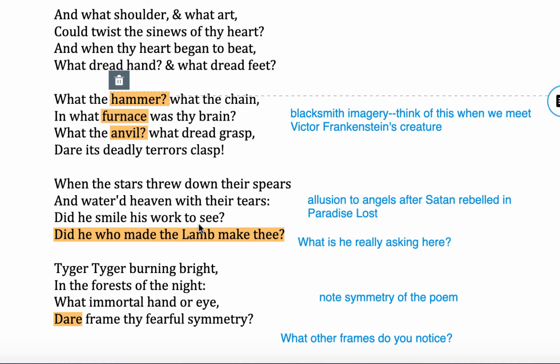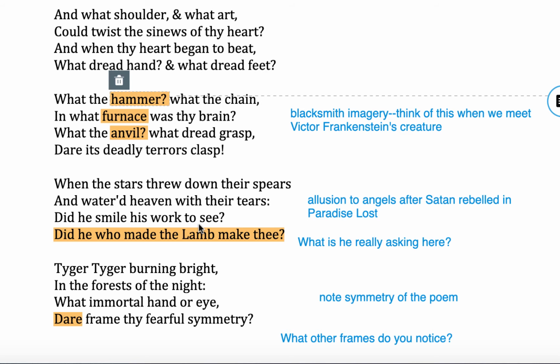So it's pretty clear that there's blacksmith imagery. Words like hammer, chain, furnace, anvil, the object upon which you would bang your hammer when you're forging something. The blacksmith imagery is right there in front of us. Keep this in mind, kind of put a pin in this.